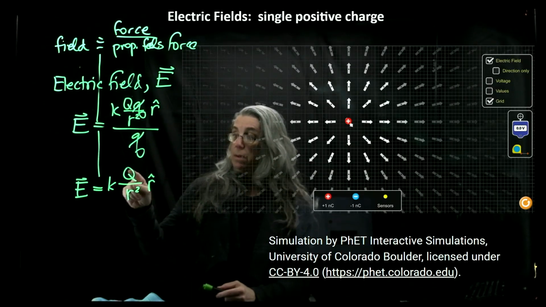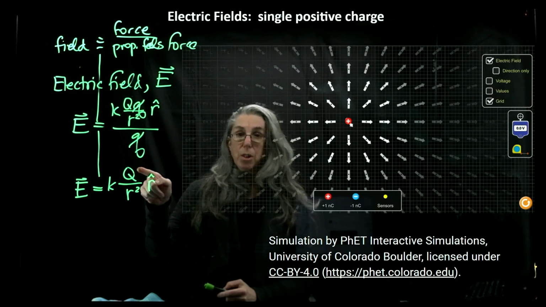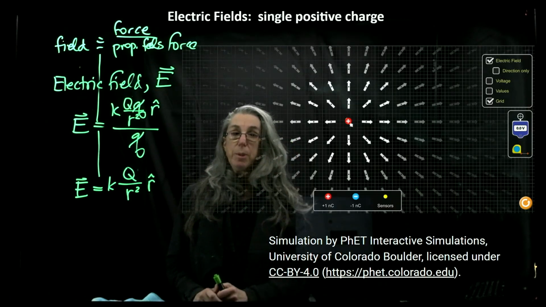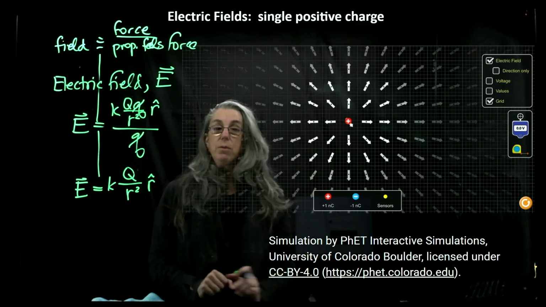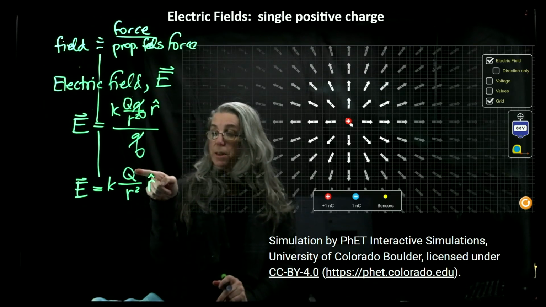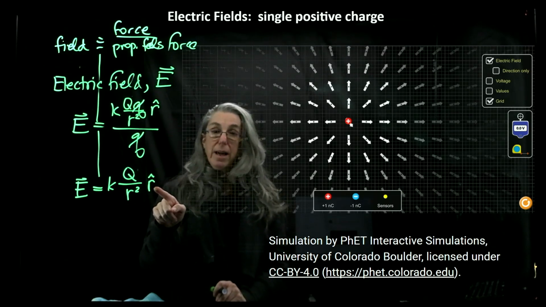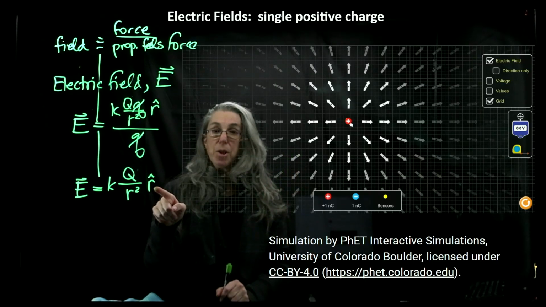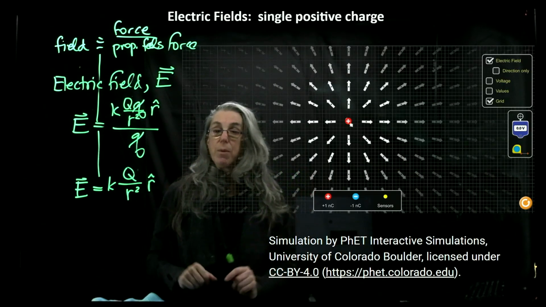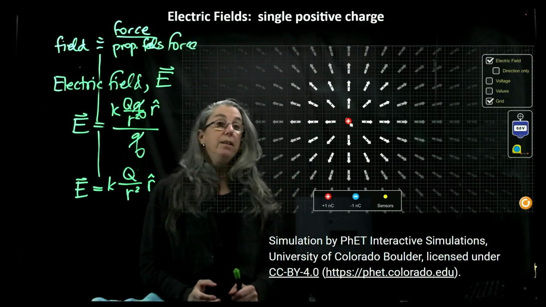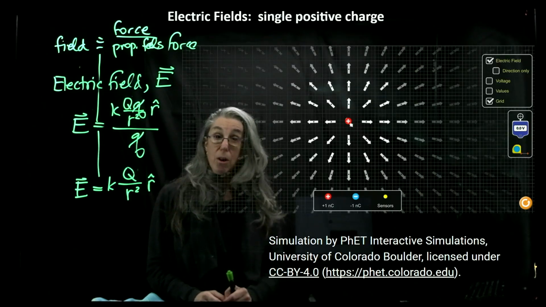As long as this Q is the source charge, now there's only one charge in this picture, and we have the field spreading everywhere through space. In the case of one positive charge, this Q would be positive. R hat is, if we imagine that the red charge there is at the origin, the direction of the position vector extending out from the origin. Or if you like, it's the spherical coordinate r.